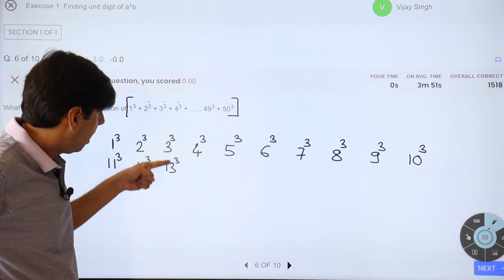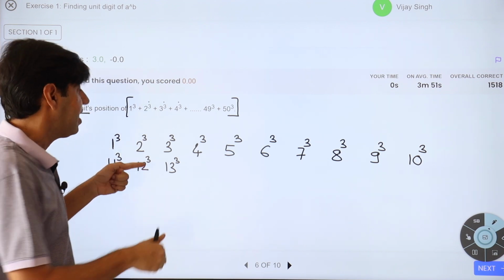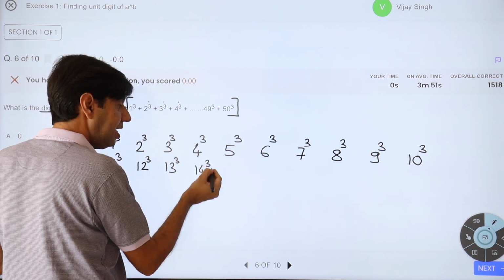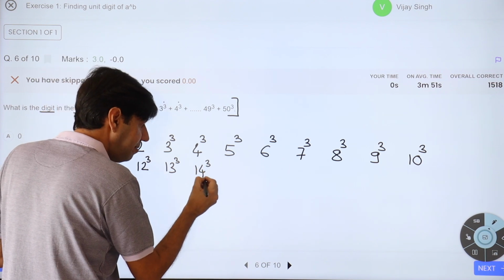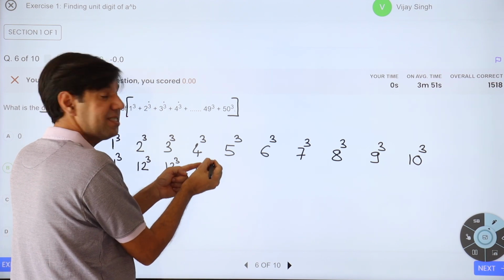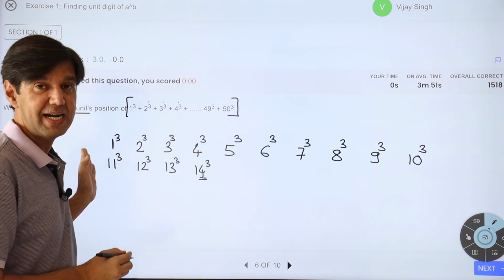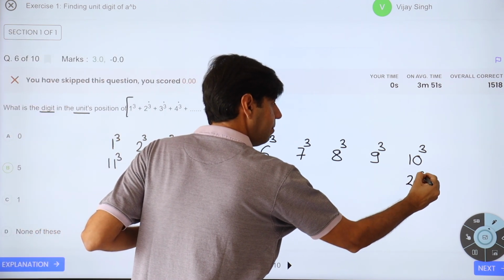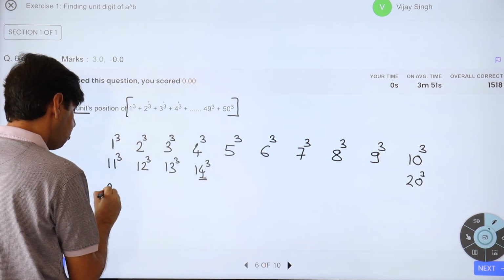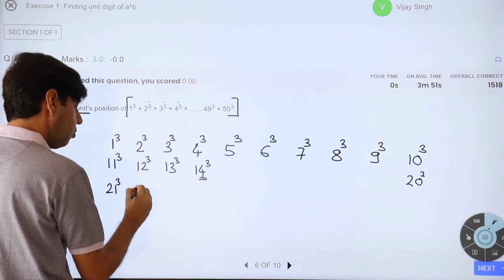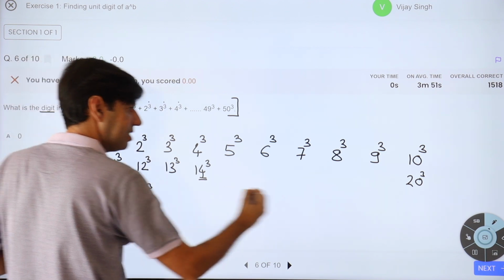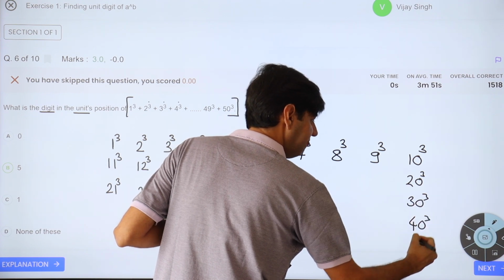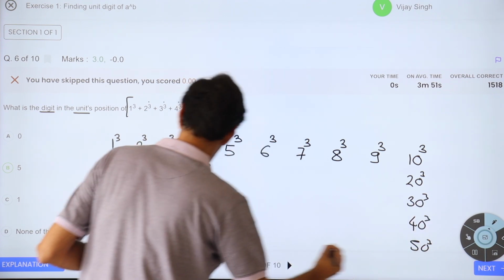13 cube, one should know, is 2197, but it will end with the same thing. I do not really intend to know this. I should only be worried about the last digit of 3 cube, and that is where the repetition is starting. So it will go on till 20 cube and then it will come back from 21 cube. 22 cube will end with the same as this, and then the 30 cube, the 40 cube, and then the 50 cube, and this is the end of the story.